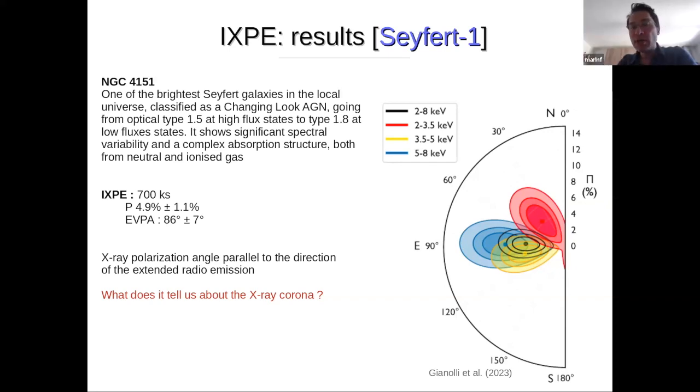So why I am so strong about this statement is that, not shown here, but I can show it later or we can discuss it, we did the same measurement for X-ray binaries, Cygnus X-1 and many others. And in all cases where the X-ray emission was due to the corona itself and not due to the jet, we found always the same thing. The polarization angle was always parallel to the direction of the extended radio jet, and the polarization degree was always acting exactly as in NGC 4151, increasing with energy.